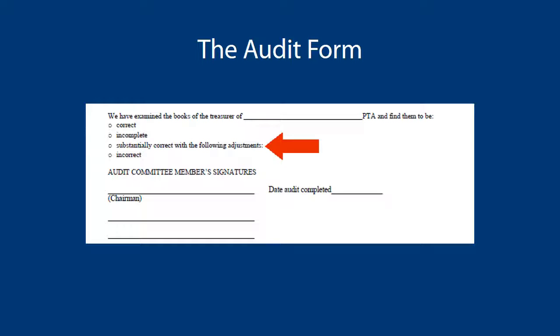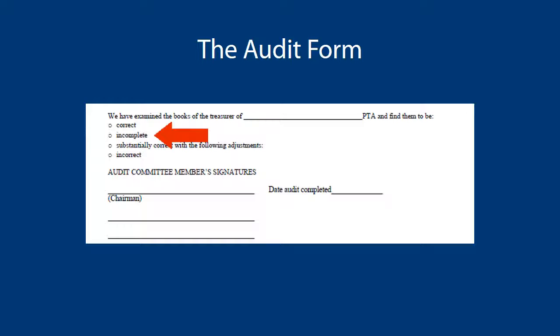For example, check number 421 was recorded as $128.56 instead of $128.65. The audit committee may report that the audit is incomplete. The committee uses this option when they do not have sufficient information to determine if all of the deposits and expenses were recorded correctly or not.